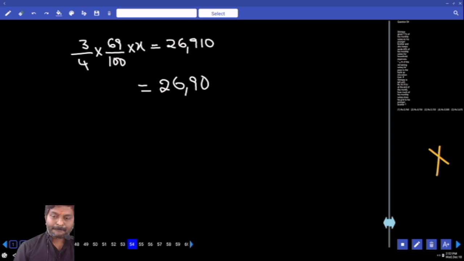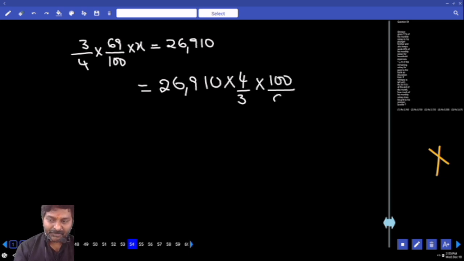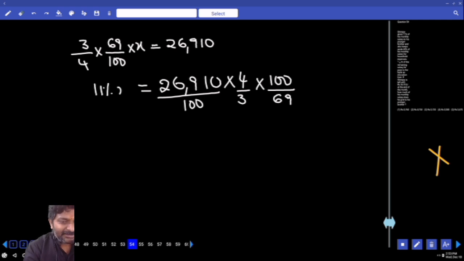26,910. This is the number we have. Let's keep x on the left hand side itself. Take the other numbers to the right hand side. Into 4 by 3 into 100 by 69. Correct? That is the x value, right? Meaning 100%. Then 1% value is that divided by 100. But we need 11%, right? 11% in the sense, into 11 only.